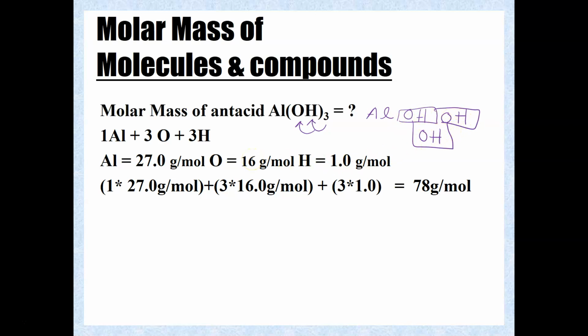So then I use my periodic table. I find out that aluminum weighs 27 grams per mole, oxygen weighs 16 grams per mole, and hydrogen weighs 1 gram per mole. I'm going to use the parentheses just to make sure everything is a little bit tidier. I took out the units here so that it would fit on my screen, but you could always put them in your work so that it is a little bit more finished. And I find out that I have 78 grams per mole is how much aluminum hydroxide weighs.